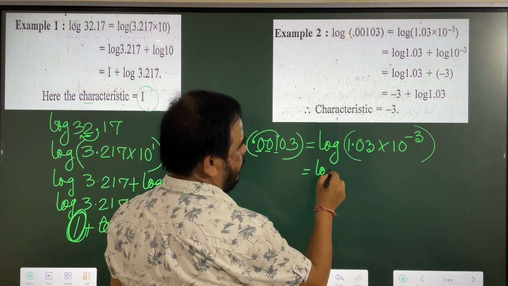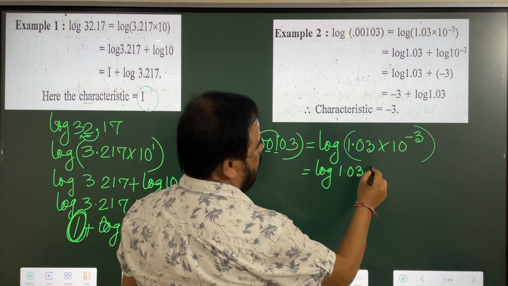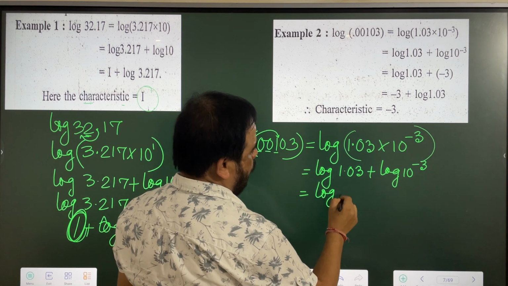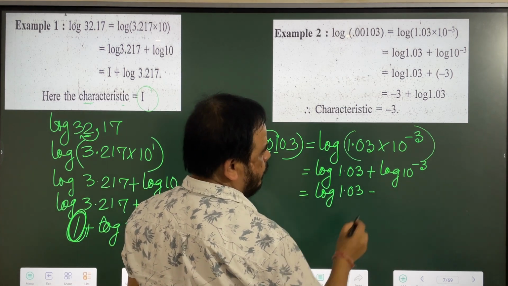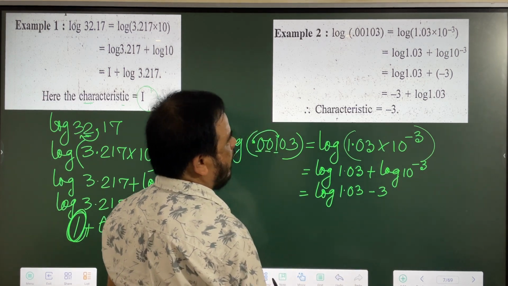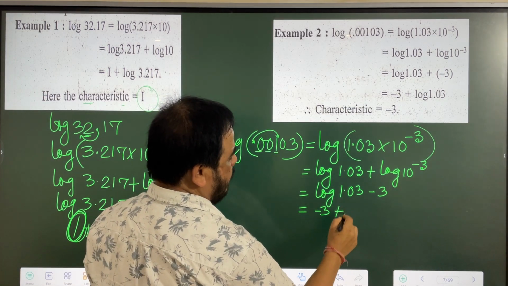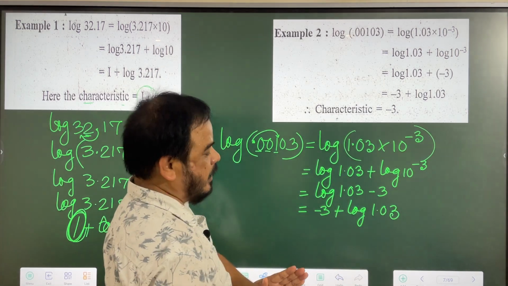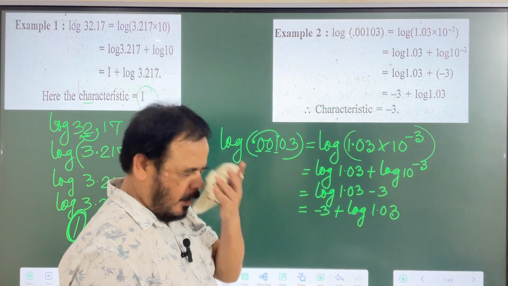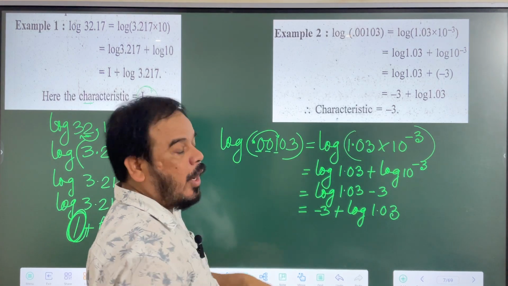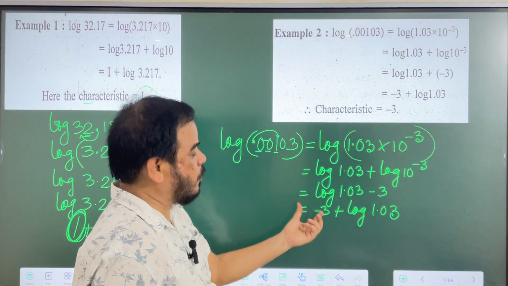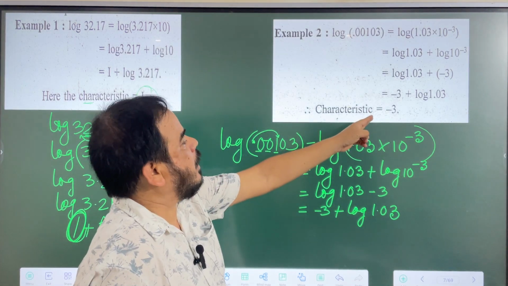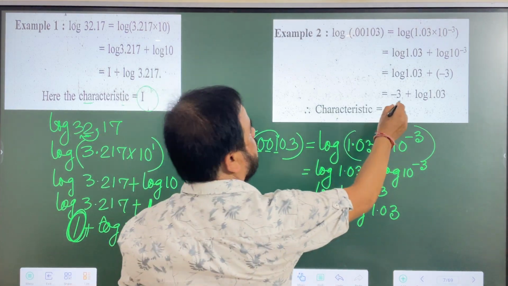Multiplication is there, so we will add: log 1.03 plus log 10 to the power minus 3. Again, log 1.03 minus 3 log 10. Log 10 is 1. So minus 3, or we can write minus 3 plus log 1.03. Why have we written it this way? Because the first place is for the characteristic, and the second part is for the mantissa. The first part must always be a whole number, an integer. That is why minus 3 is taken in the first part and plus log 1.03 in the second part. So the characteristic is minus 3.